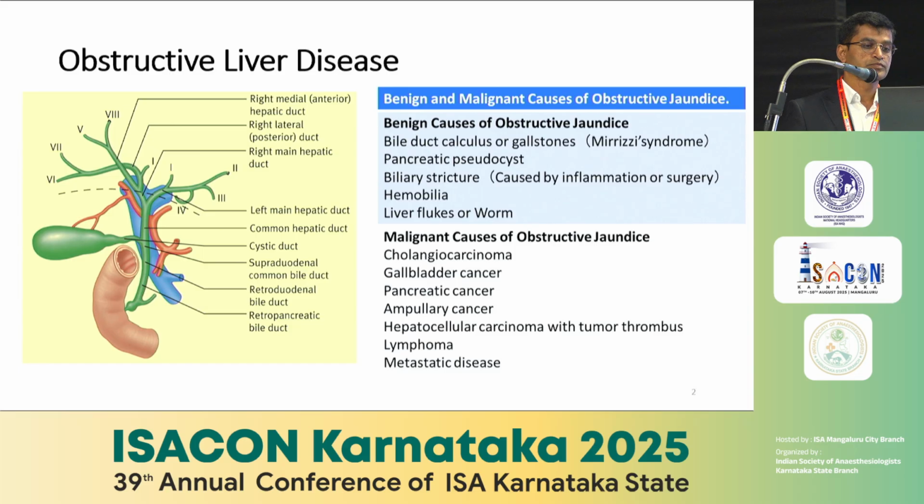Benign causes are bile duct calculus or the gallstones, pancreatic pseudocyst, biliary strictures, hemobilia, liver flukes, and the worms. Malignant causes are cholangiocarcinoma, gallbladder cancer, pancreatic cancer, ampullary cancer, hepatocellular carcinoma with tumor thrombus, lymphoma, metastatic disease.